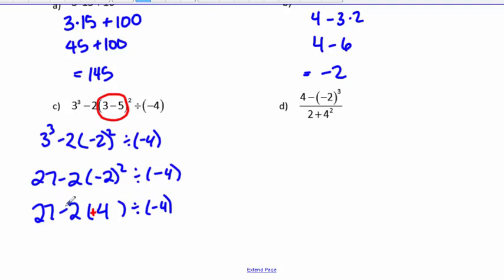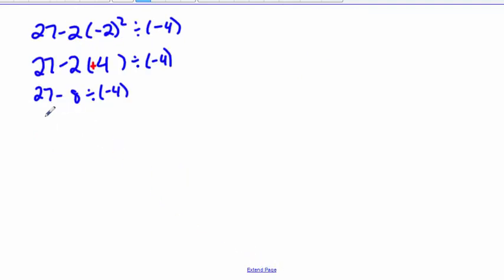Okay. Subtraction, multiplication, division. The multiplication is going to come first this time. It's on the left. So we'll have 27 minus 2 times 4 is 8, divided by negative 4. And subtraction, division, our division is going to be next. So this will be 27. Now notice what I'm actually dividing here is going to be negative 8 divided by negative 4. Two negatives will make a positive. So it's not going to be a subtraction problem anymore. It's going to be an addition problem from the two negatives turning into a positive 2. So my result is 27 plus 2 is 29.